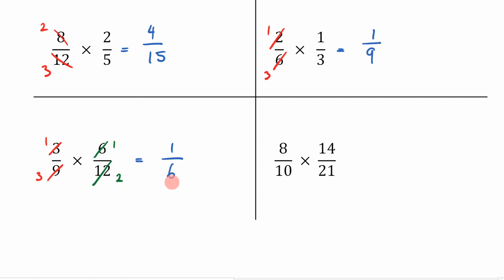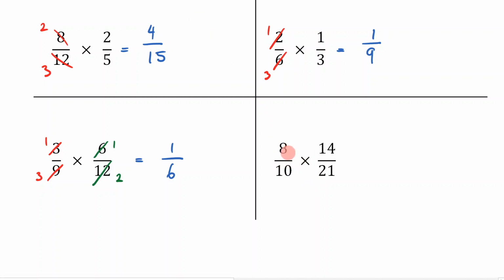Hopefully you can appreciate how easy this was. In contrast, if we went 3 times 6 and then 9 times 12, the numbers would have gotten very big. But if you simplify first, the numbers don't get too big. Look over this one. Look, we've got 8 and 10 and 14 and 21. Can you imagine if we didn't simplify first? It would be a disaster.